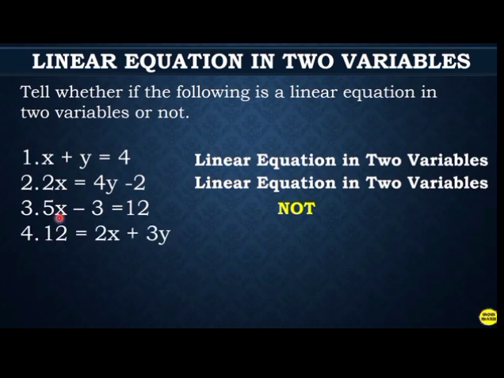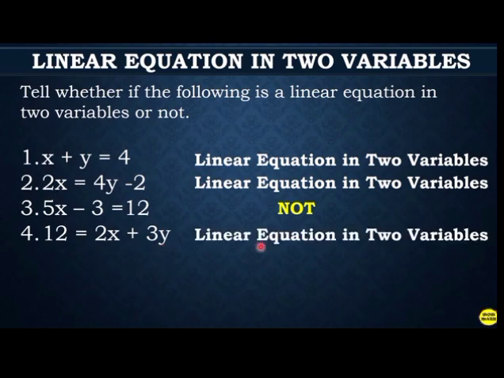Next, 12 equals 2y plus 3y. Is this a linear equation in two variables? Yes, because it has two variables and the highest degree is 1. Next, x squared minus 3y equals negative 5. It is obvious that it has the highest degree of 2. So it is not a linear equation in two variables. It is a quadratic equation. Yes, it has two variables, but the degree is 2. So in a linear equation in two variables, the degree must be only 1.